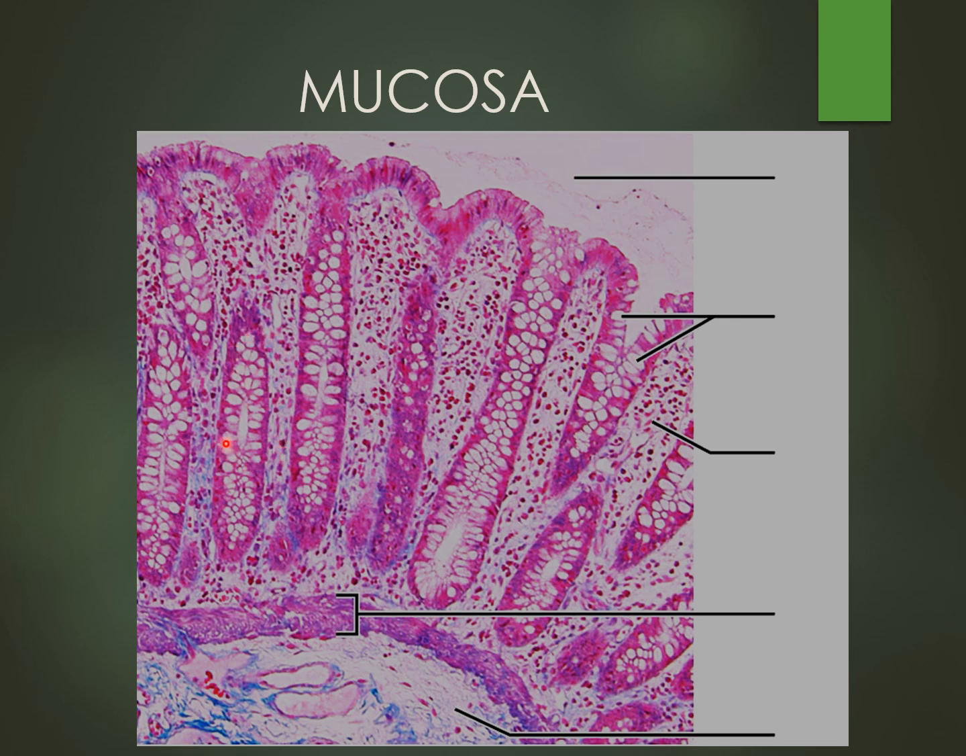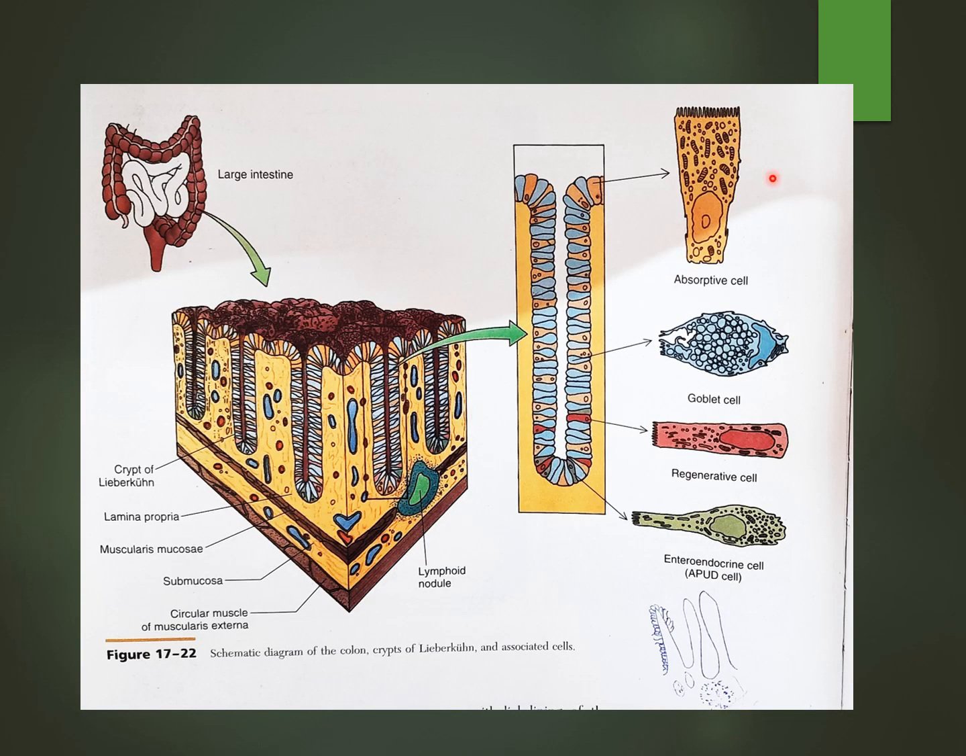The lining epithelium for these crypts or crypts of Lieberkühn is the same epithelium which is lining the mucous membrane, which is the simple columnar epithelium with more number of goblet cells. The goblet cells are the mucus secreting cells which are providing lubrication to the lumen of the large intestine. Apart from the goblet cells, we could find other kinds of cells which are also present in the crypts of Lieberkühn. They are absorptive cells, then regenerative cells and enteroendocrine cells.